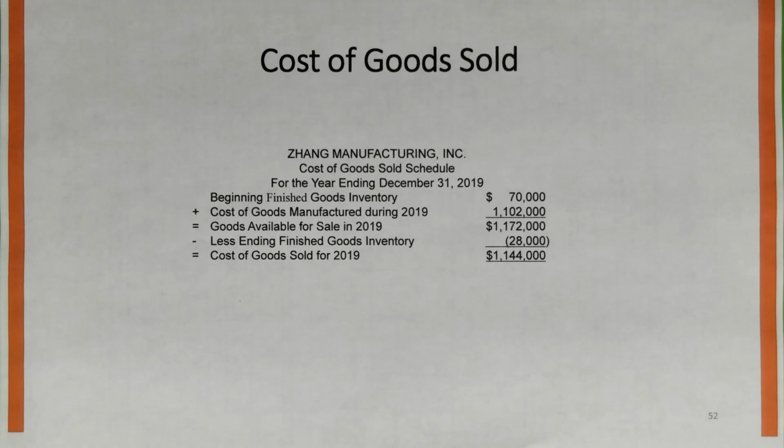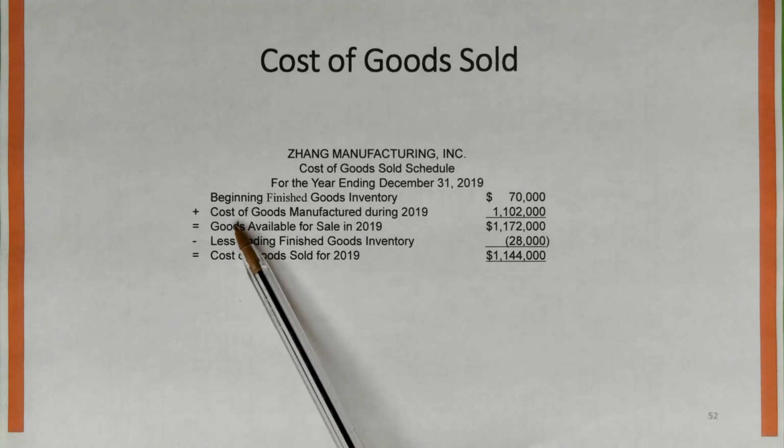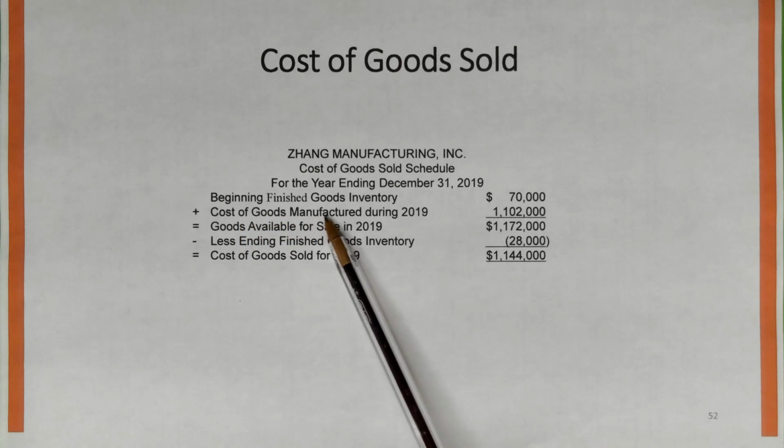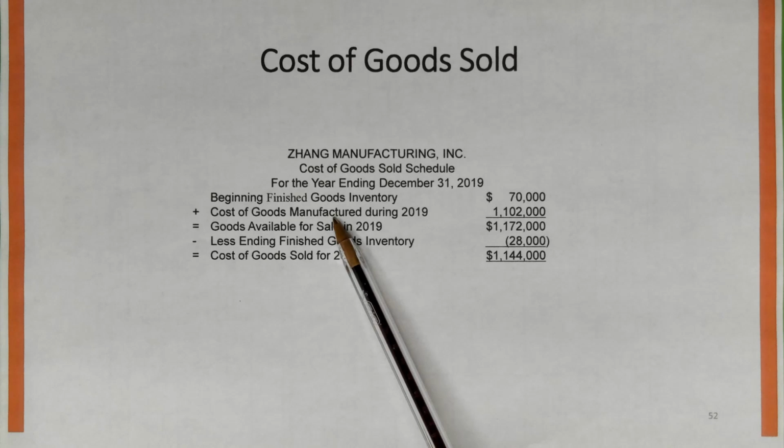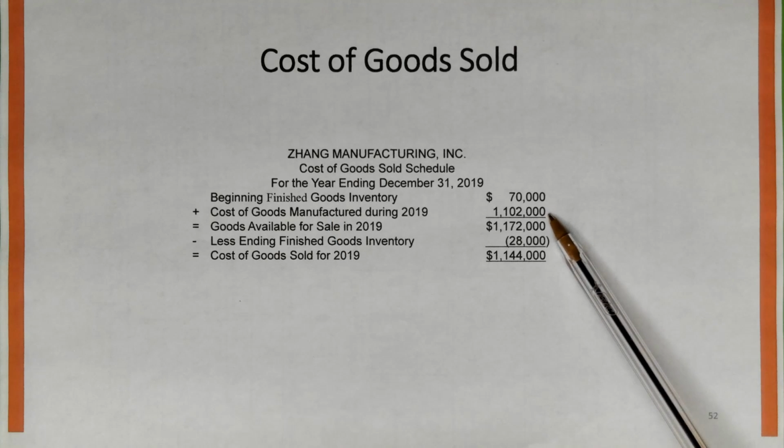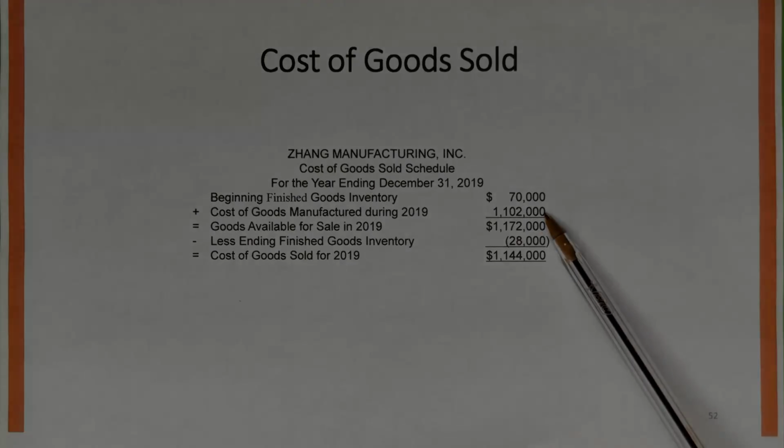Now let's examine the cost of goods sold schedule for Zhong Manufacturing. It's very similar to a cost of goods sold schedule for a merchandiser, except that instead of buying product ready to sell, manufacturers manufacture the product. So instead of adding purchases, we're going to add our cost of goods manufactured. Now, where do we get the cost of goods manufactured? We just got finished calculating it on the cost of goods manufactured schedule. So let's take a look at that.